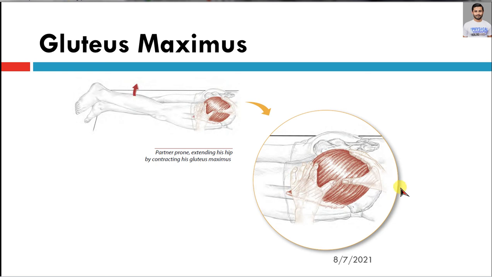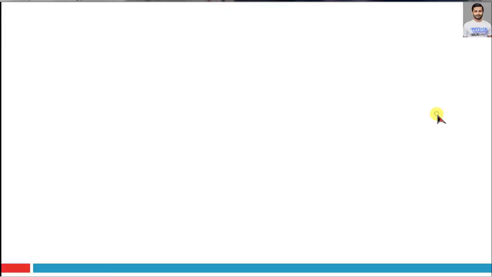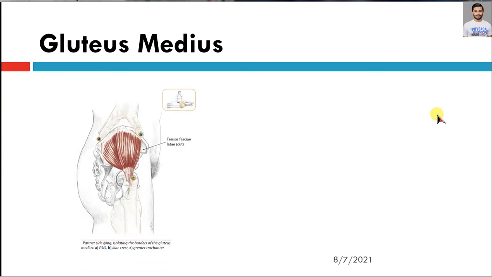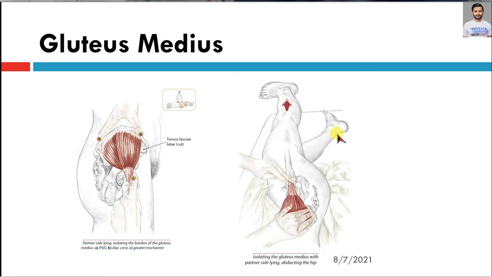The gluteus maximus, if you resist the hip extension, then you will see the gluteus maximus contracting and becoming tighter and tenser. The gluteus medius muscle, the landmarks to palpate it are the posterior superior iliac spine, the iliac crest, the anterior part of the iliac crest as well, and the greater trochanter. And if you resist the abduction or perform the movement of abduction against gravity, you can find the gluteus medius.